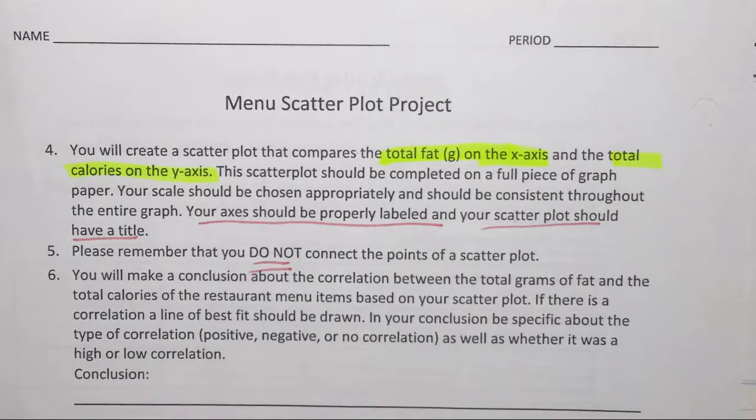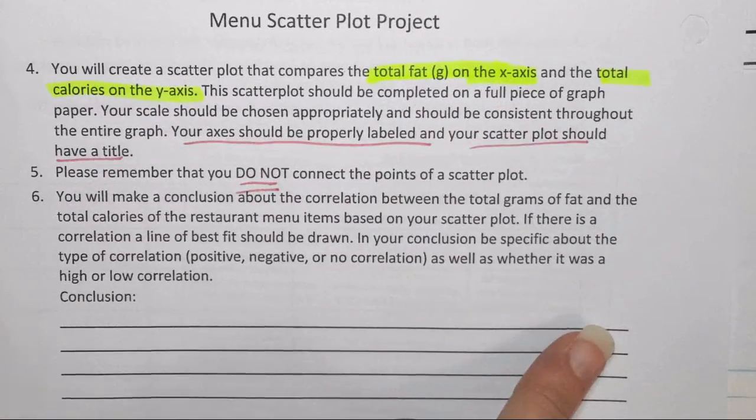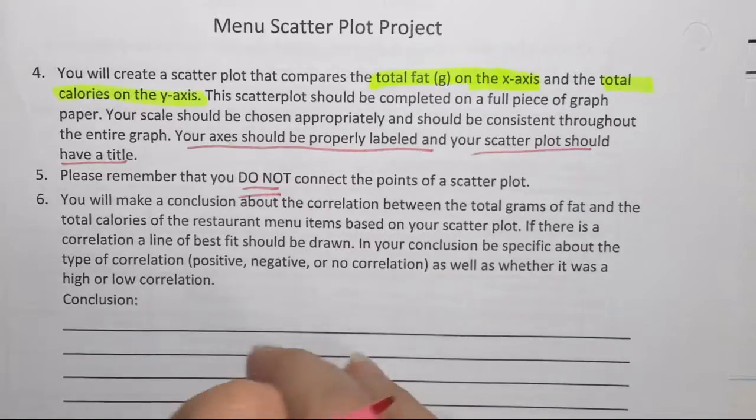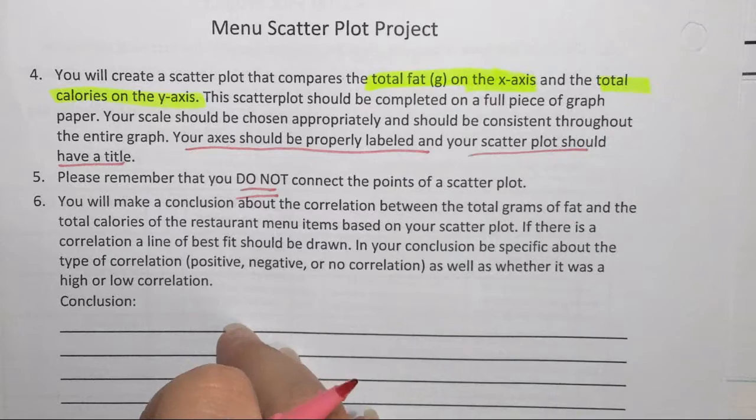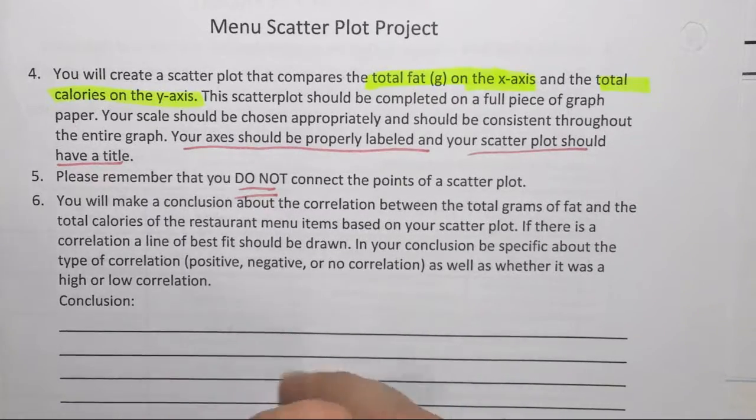You will make a conclusion about the correlation between the total grams of fat and the total calories. You have to write about it. You have to use more than 2 sentences. They have to be real words. Not just it has a positive correlation. You have to justify your answer.